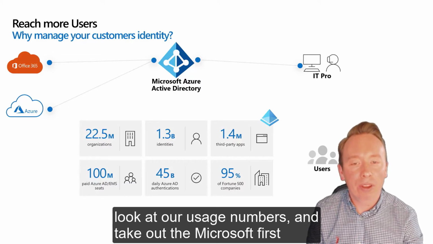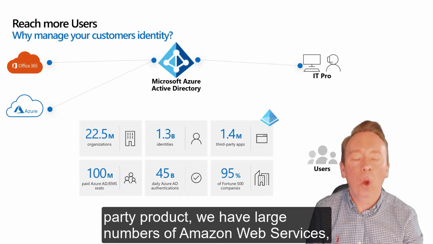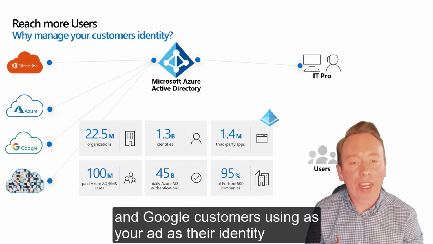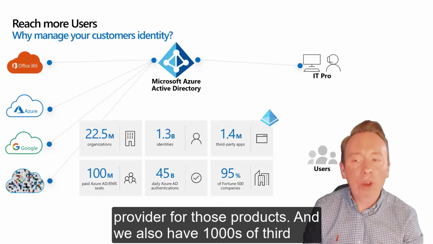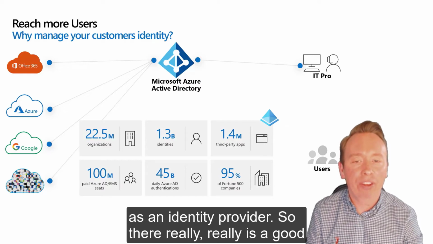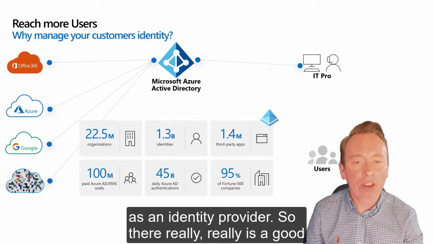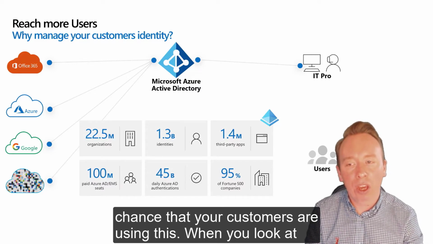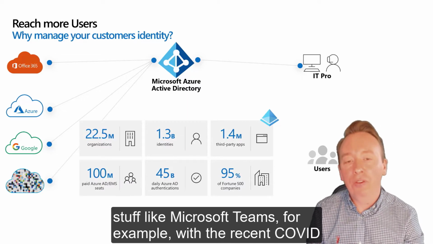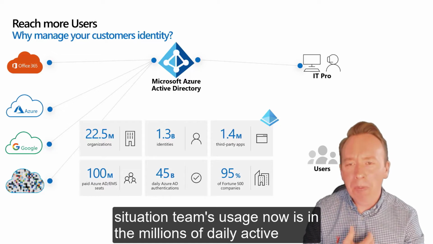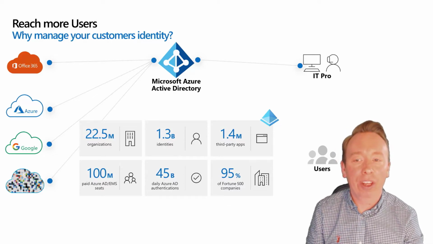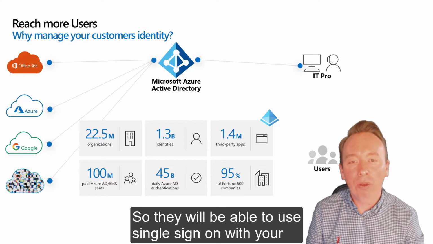When we look at our usage numbers and take out the Microsoft first-party products, we have large numbers of Amazon Web Services and Google customers using Azure AD as their identity provider for those products. And we also have thousands of third-party SaaS applications already using Azure Active Directory as an identity provider. So there really is a good chance that your customers are using this. When you look at stuff like Microsoft Teams, for example, with the recent COVID situation, Teams usage now is in the millions of daily active users. All of those users are using Azure Active Directory. So they will be able to use single sign-on with your application.